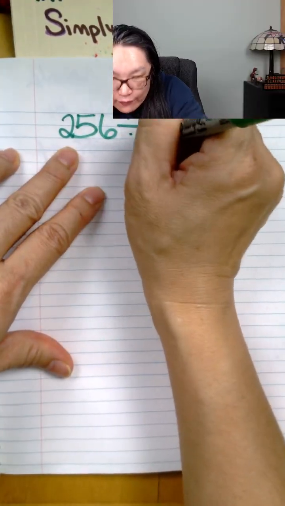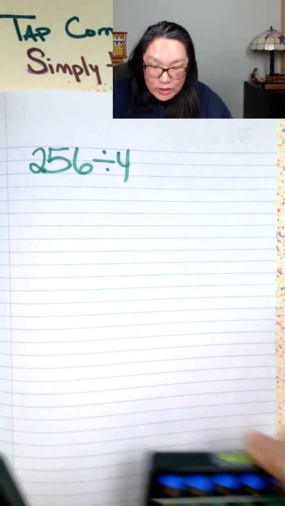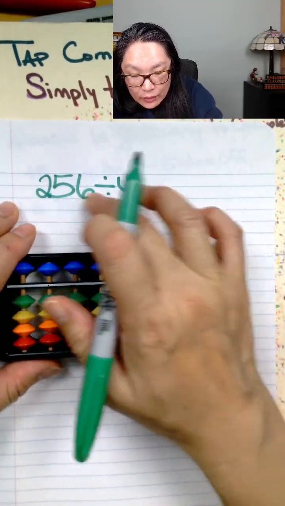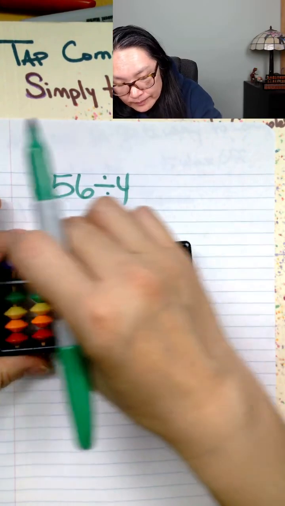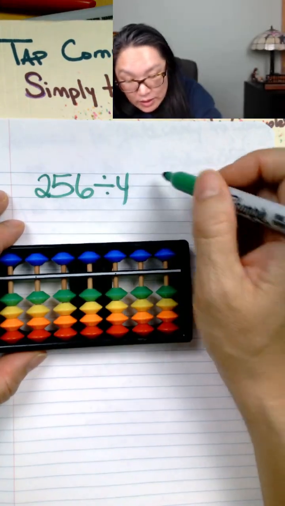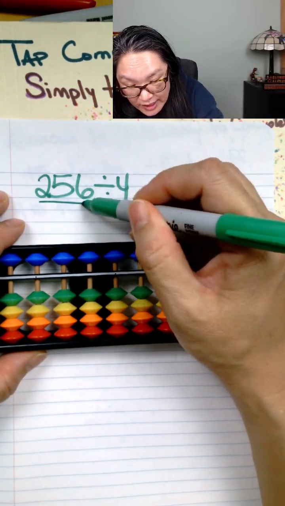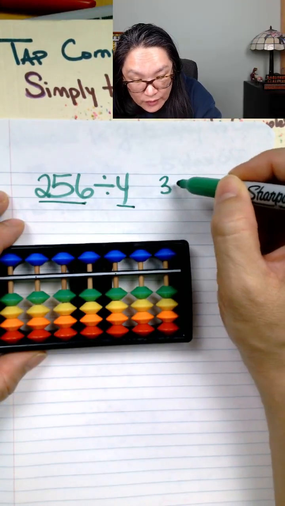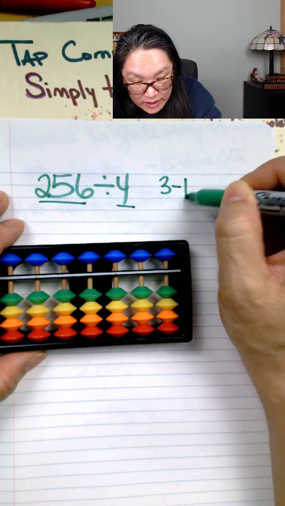Okay, it's 256, divide that by 4. Okay, now we're talking, right? Now we're doing something with it. So, again, what are we going to do? We got to find our starting point. Yeah, that's going to work. So our starting point, there's 3 digits and there's 1. So our starting point is 2, right? Because we have 3 digits and then minus 1 digit is 2.